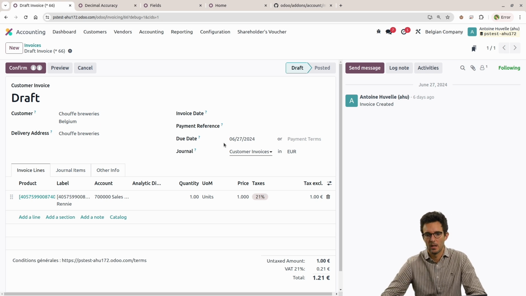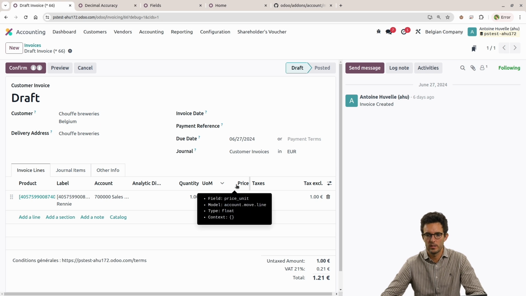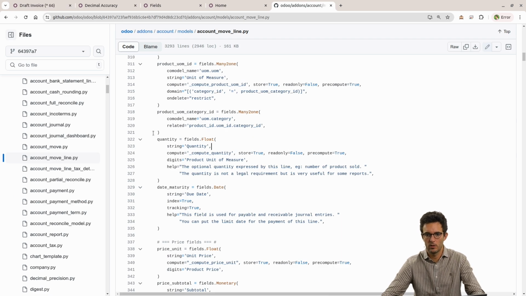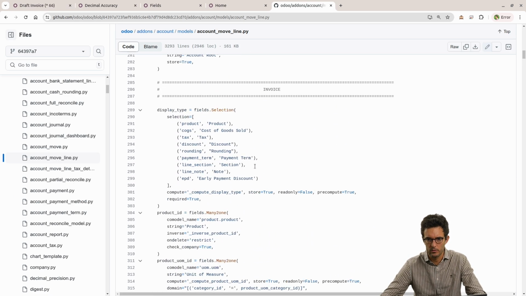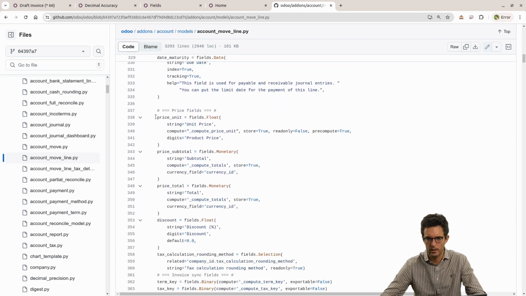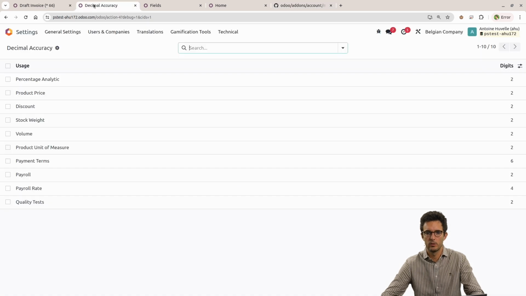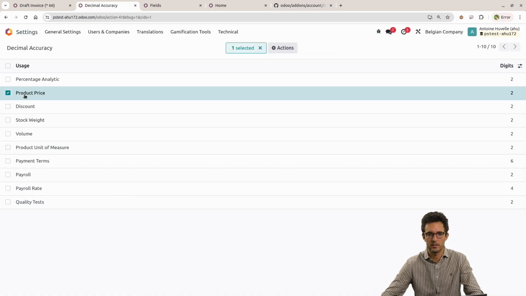That information, you will find it also inside GitHub. So if you want to know what is being changed here, you see that on the account move line, I have my price unit, and this information in GitHub, you will find it somewhere. So I'm in the account move line. I must have something like the unit price somewhere. Yeah, price unit is here. And then you see that's where you are going to find that information, which is the digits information on a field. That's the product price. And that's because we have product price here that it is going to impact the product price information there.